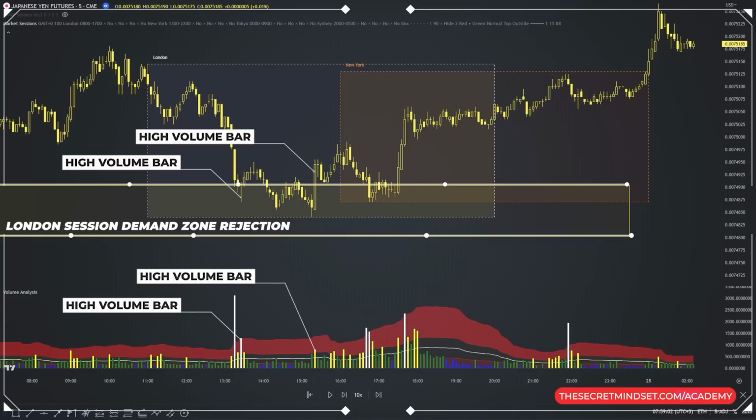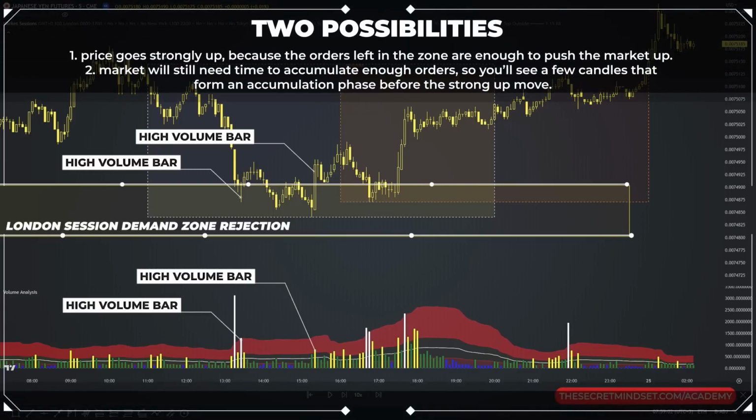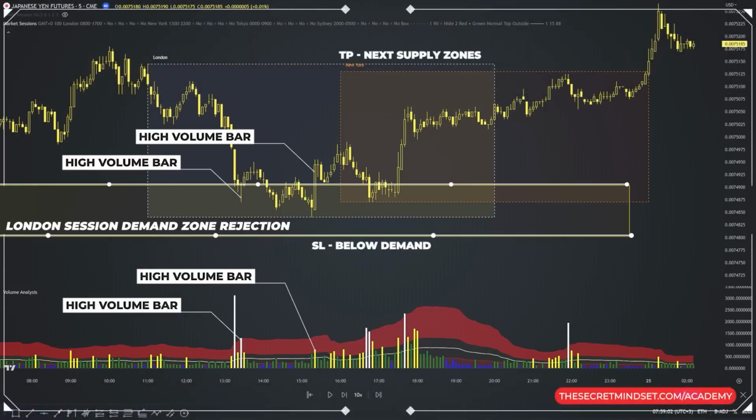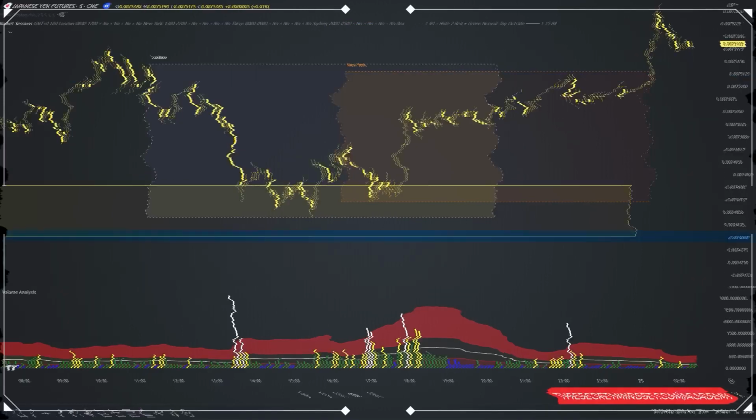With screen time and practice, you will notice that when the market tests the zone, there are two possibilities. Either price goes strongly up because the orders left in the zone are enough to push the market up, or the market will still need time to accumulate enough orders, so we can see a few candles that form an accumulation phase before the strong up move. Stop loss below the demand zone and take profit at the next major supply zones in the market structure.